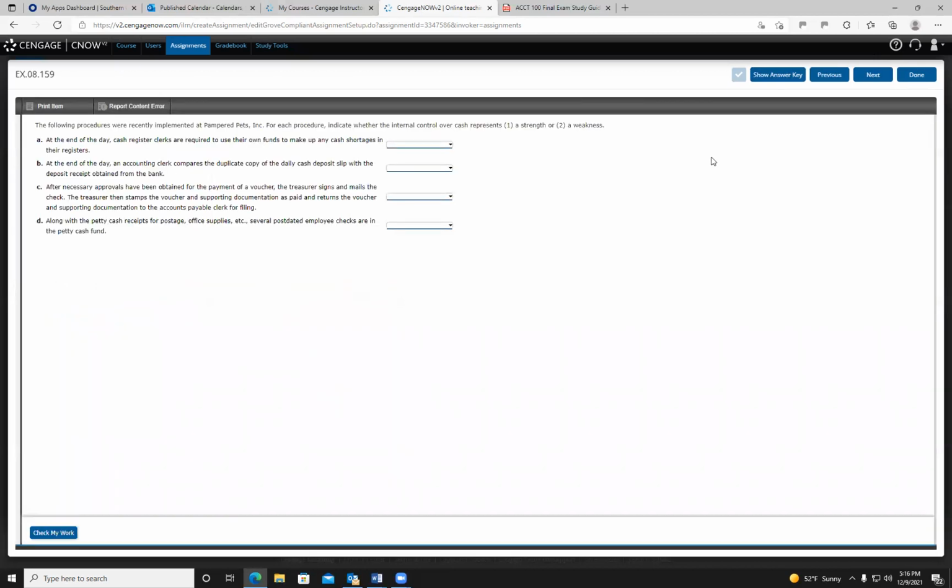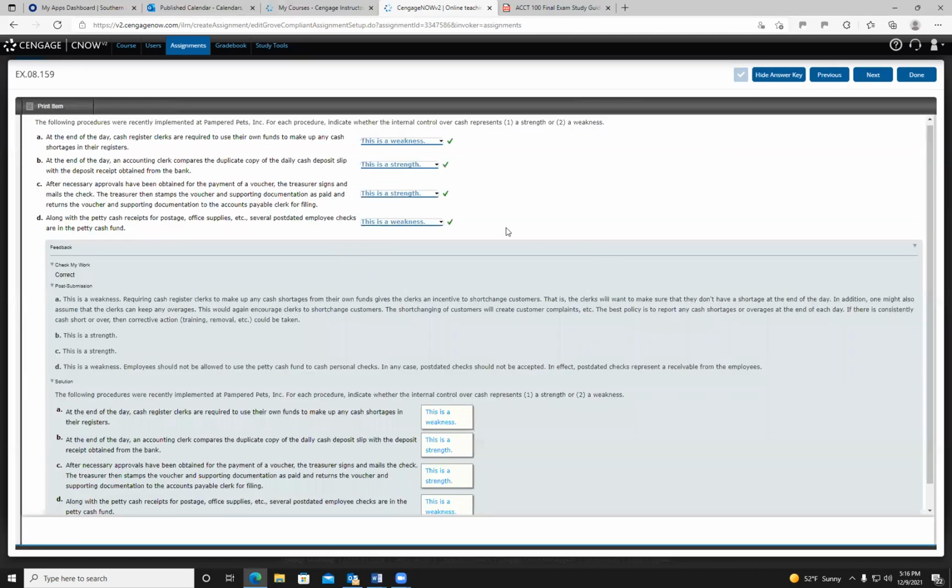All right, so now we're getting into internal controls. It says the following procedures were recently implemented at Pampered Pets, Inc. For each procedure, indicate whether the internal controls over cash is a strength or a weakness. Okay, so let's start with A. At the end of the day, cash register clerks are required to use their own funds to make up any cash shortages in the register. All right, I'm going to go ahead and click on this. This is a weakness, okay?